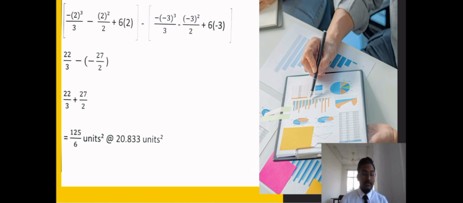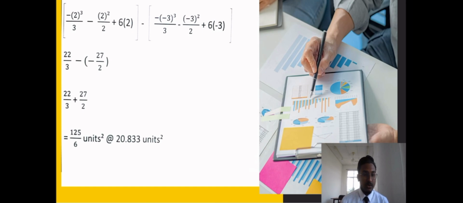Continuing, we substitute the limits first to negative 2 cubed over 3 minus 2 squared over 2 plus 6 times 2, and minus with negative bracket negative 3 cubed over 3 minus negative 3 squared over 2 plus 6 times negative 3. So this 2 we've obtained it from the limit, as well as the negative 3 also we obtained it from the limit, and the both equation is minus according to the formula.